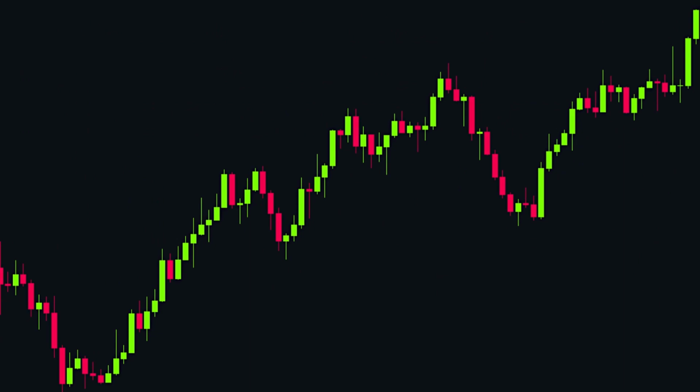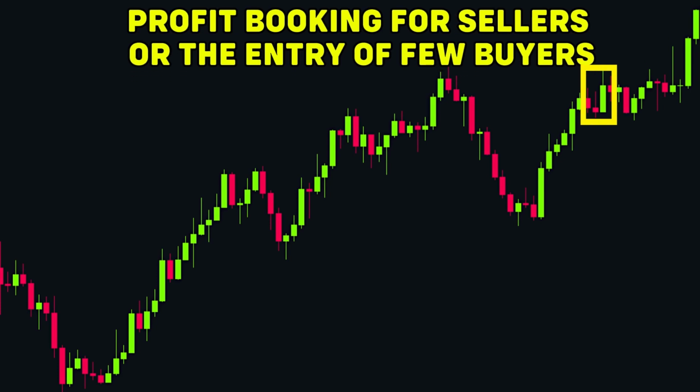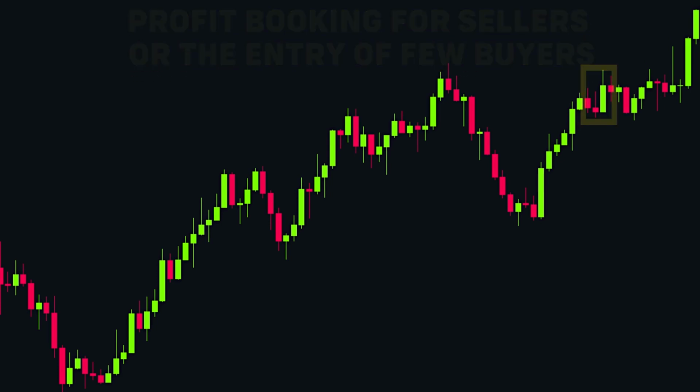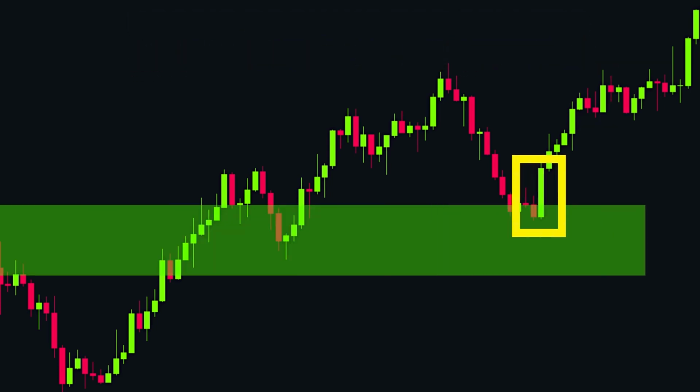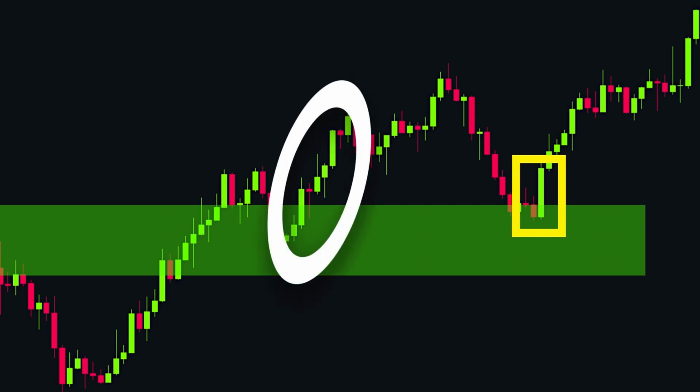Let's say we see a bullish engulfing candle. If it appears in the middle of nowhere, it might simply be profit booking or the entry of few buyers. But if it forms right at a major support level where price has previously bounced, it becomes a potential signal that buyers are stepping in again.